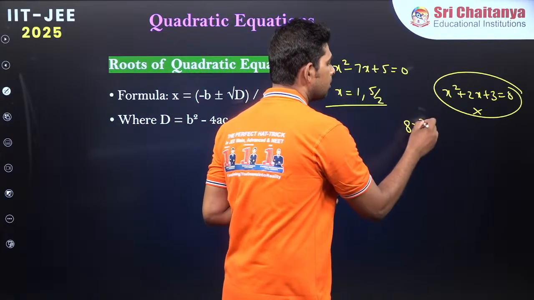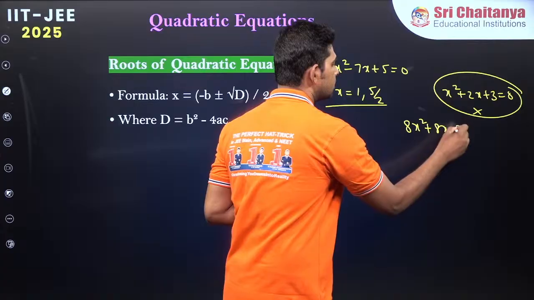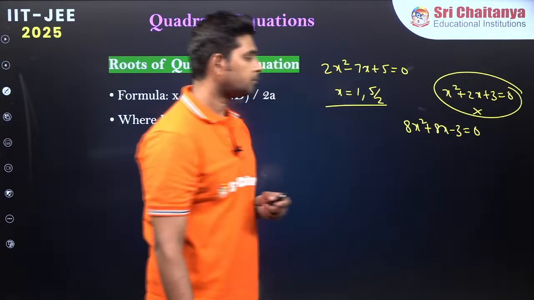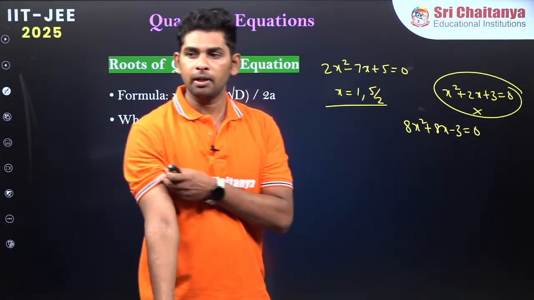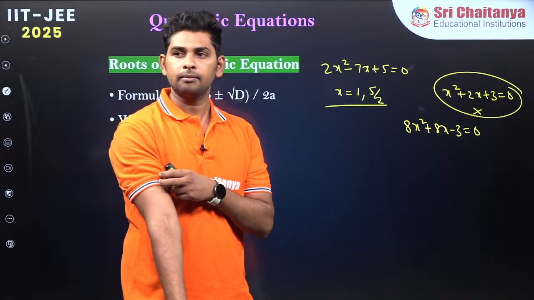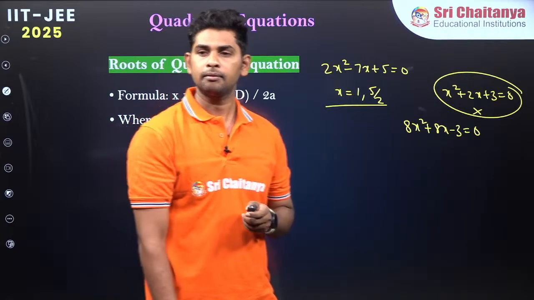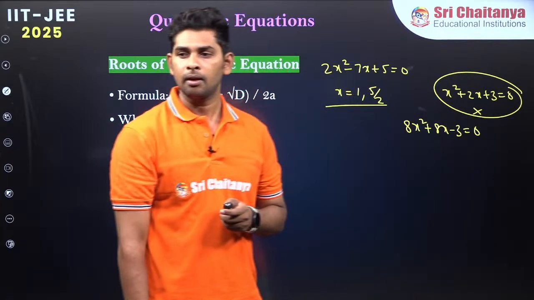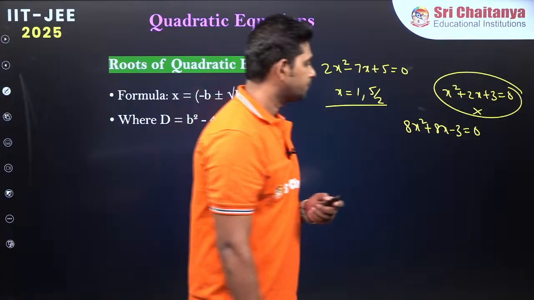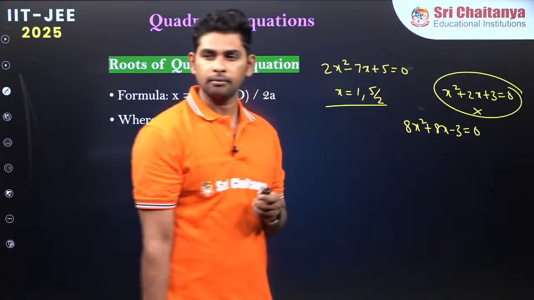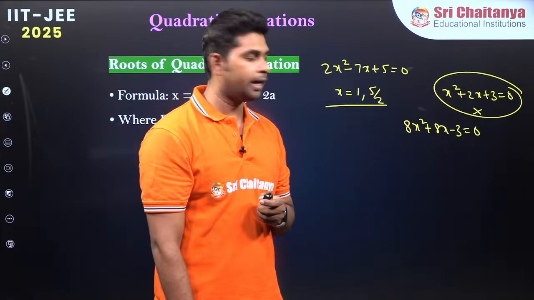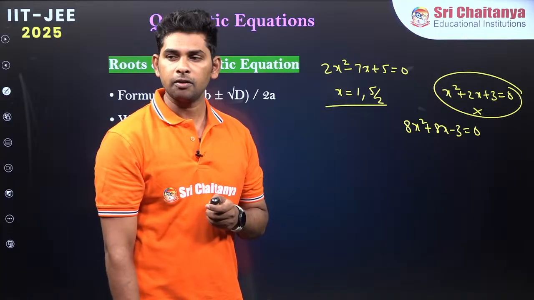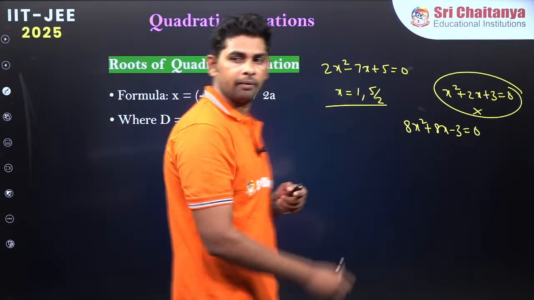8x square plus 8x minus 3 is equals to 0. Give me the roots for this. 24 you are taking, that is not giving. Okay, I will only give, right, very good.